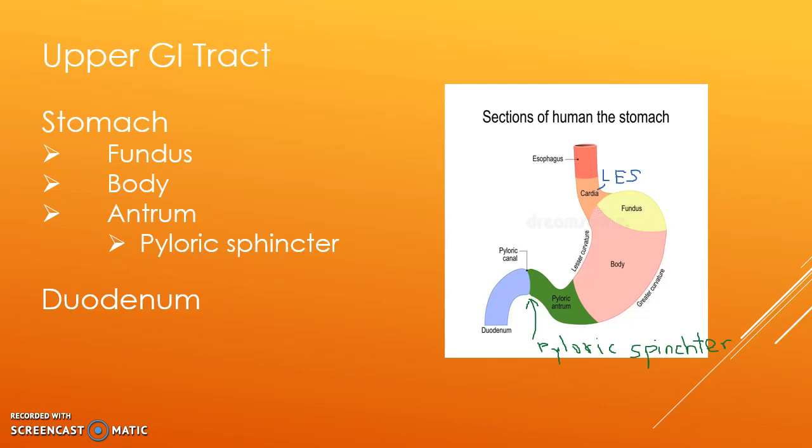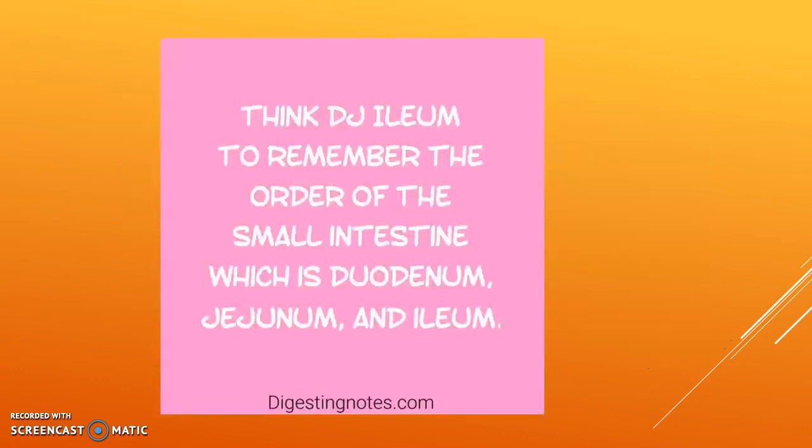On the inside of the duodenum, there are villi, and on these villi are more villi, which are protrusions, and they increase the surface area for absorption. This is known as the brush border, which also produces enzymes to help break down the chyme. The duodenum is the initial segment of the small intestine. When you're thinking of the small intestine and the sections, think DJ ileum.